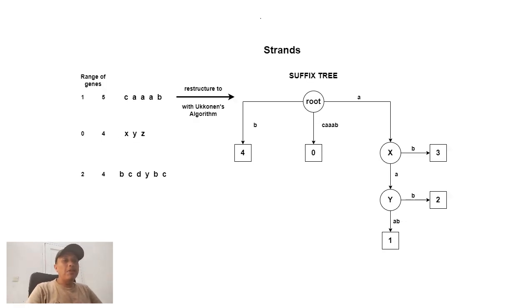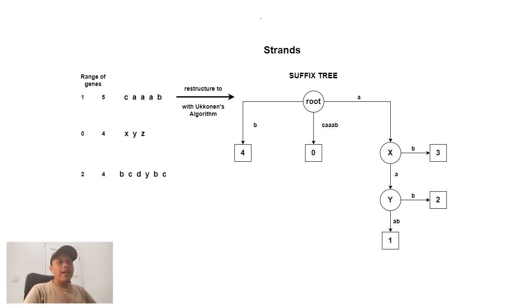Okay, let's continue with the explanation of the suffix tree. Each DNA strand will be restructured into a suffix tree. For example, take the strand CAAAB. After restructuring, it will look like this. It resembles a trie, right? That's because the suffix tree is essentially a compressed trie.